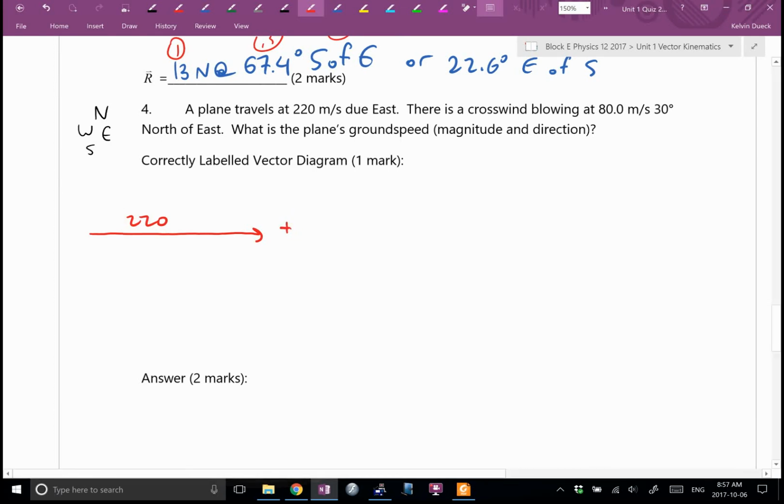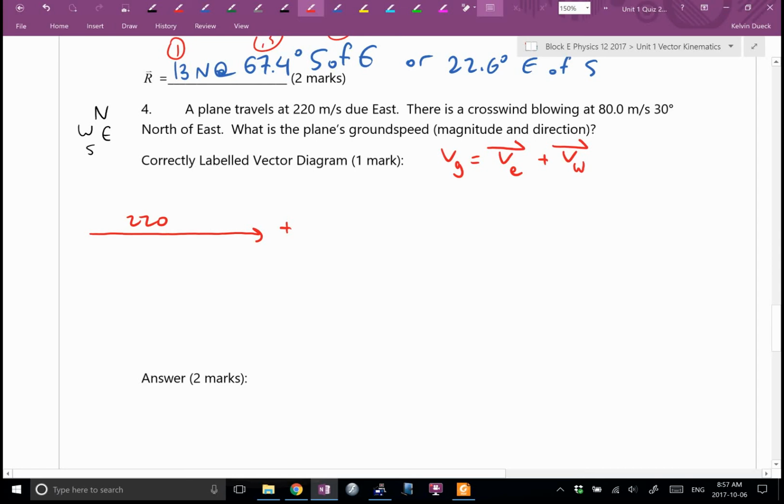There's a crosswind blowing. By the way, what we're really using, and this is on your formula sheet, is the notion that ground velocity is the plane's engine velocity plus the plane's wind velocity. I think that's on your formula sheet, 3rd row, 4th row.